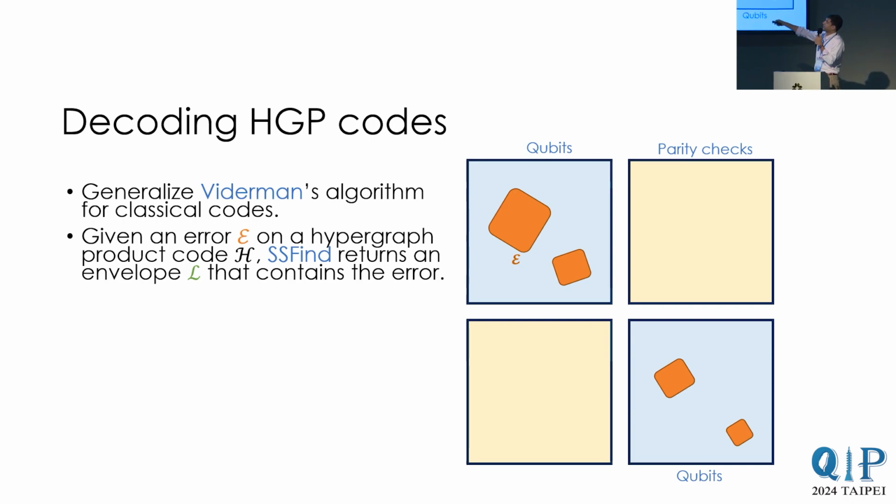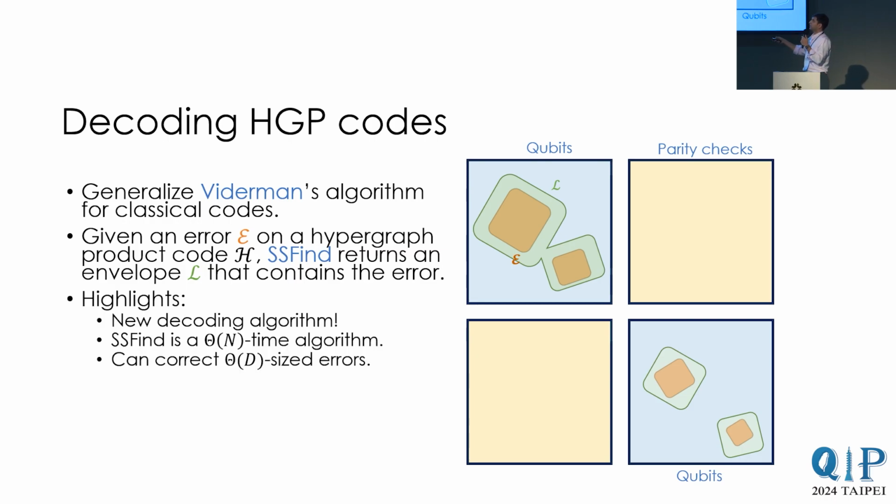But small set find is going to return for you an envelope that contains the error. So you're going to have this green blob that is sure to contain the error. And then what you can then do is delete all of the portions that are within these green blobs, replace them with erasures, and then run your favorite erasure decoding algorithm, and you're done. So that's how this algorithm works.